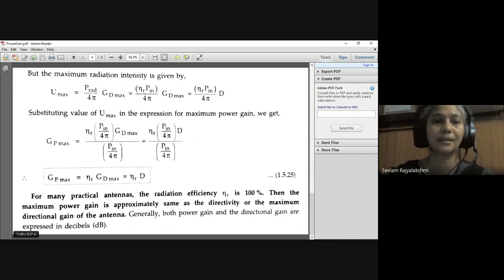For many practical antennas, the radiation efficiency eta R is 100 percent. Then the maximum power gain is approximately the same as the directivity, or the maximum directional gain, of the antenna. Generally, both power gain and directional gain are expressed in decibels, dB.